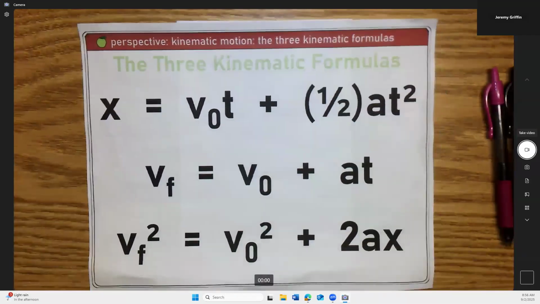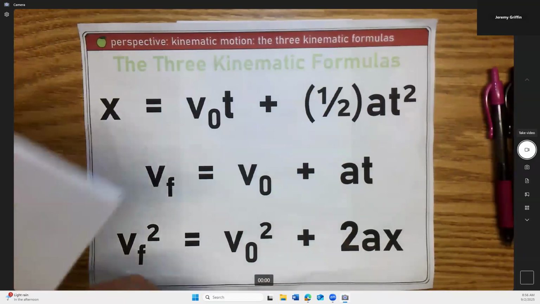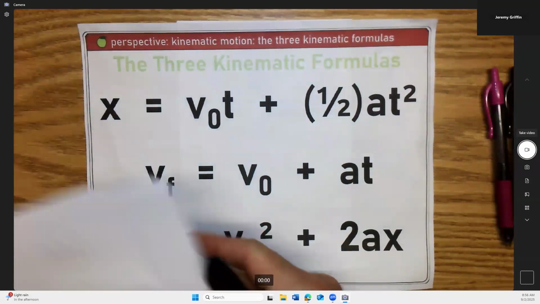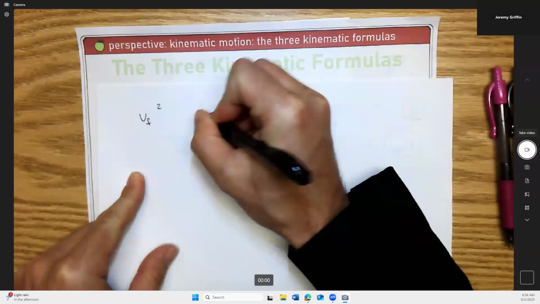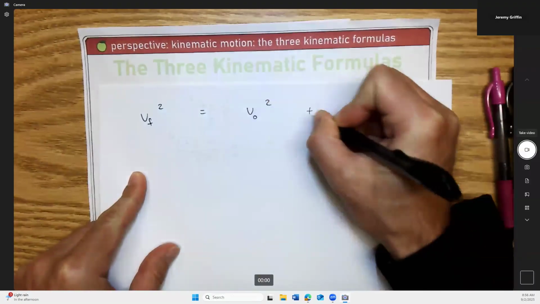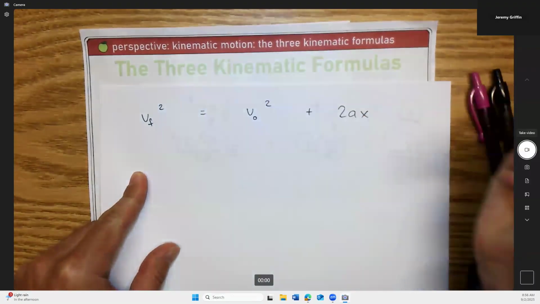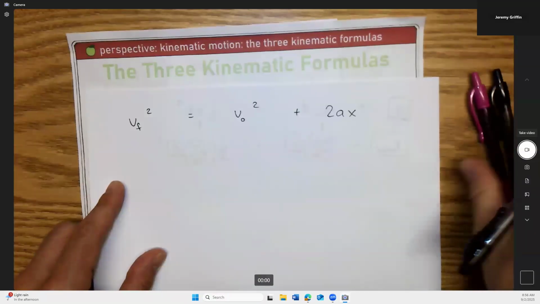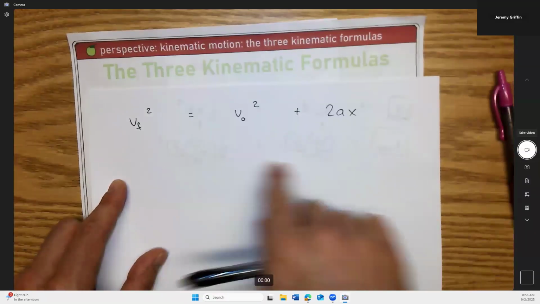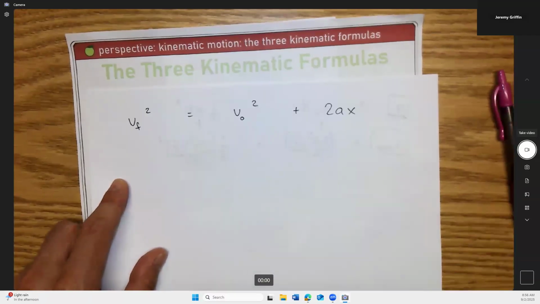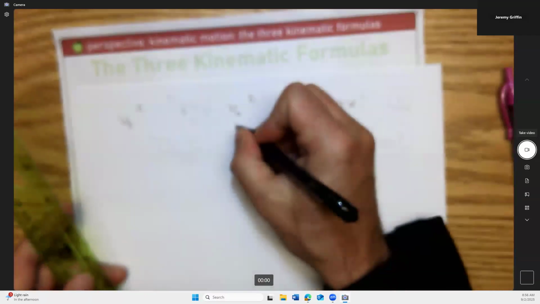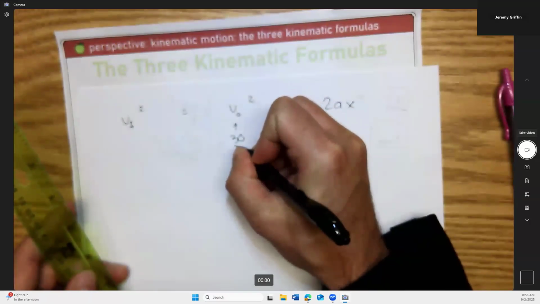Maybe I'm going to try something else. What's another one? Third one? Here, nomination for the third one? Let's try the third one and see what happens. So I got final velocity squared equals initial velocity squared plus 2ax. All right, what's something I can plug in? What do you think? Initial velocity? Yeah. So I know this could be 30 meters per second.